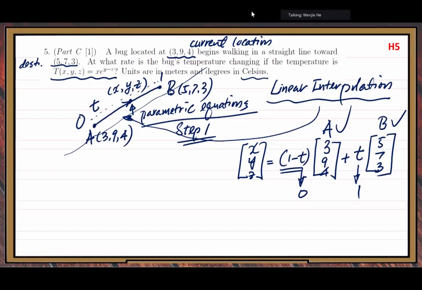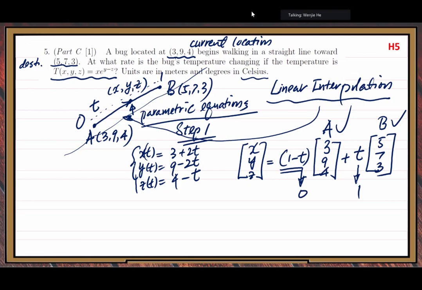Your parametric equation looks like this: x of t equals 3 plus 2t, y of t equals 9 minus 2t, z of t equals 4 minus t. So that's the parametric equation. That's step 1.